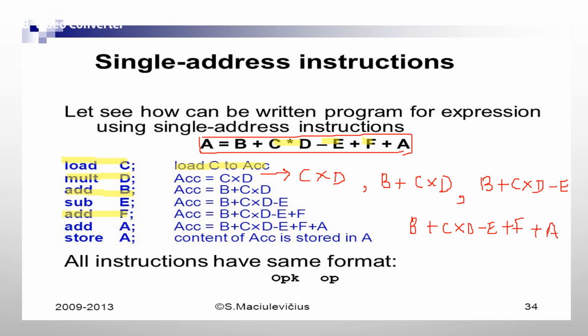So finally store the result in A. So I have to store the final result in A. So that is store A. So content of accumulator is stored in A. So this is how we can write A is equal to B plus C star D minus E plus F plus A using single address instructions.